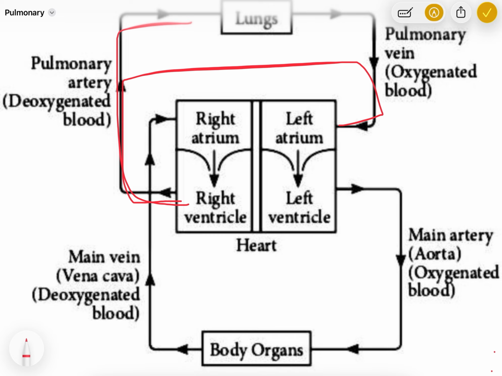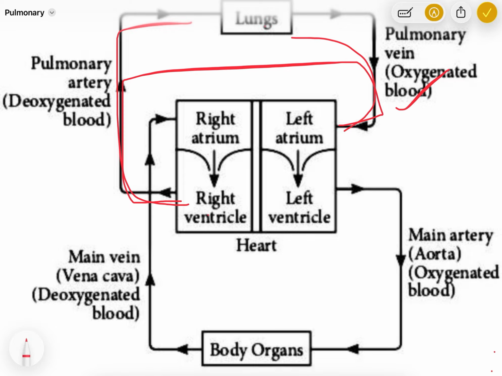So whatever circulation goes from the right ventricle to the lungs and then again to the left atrium, that circulation we call pulmonary circulation. So what is the function of pulmonary circulation? To take the deoxygenated blood, convert it into oxygenated blood, and give the oxygenated blood to the heart. This is the main purpose of pulmonary circulation.